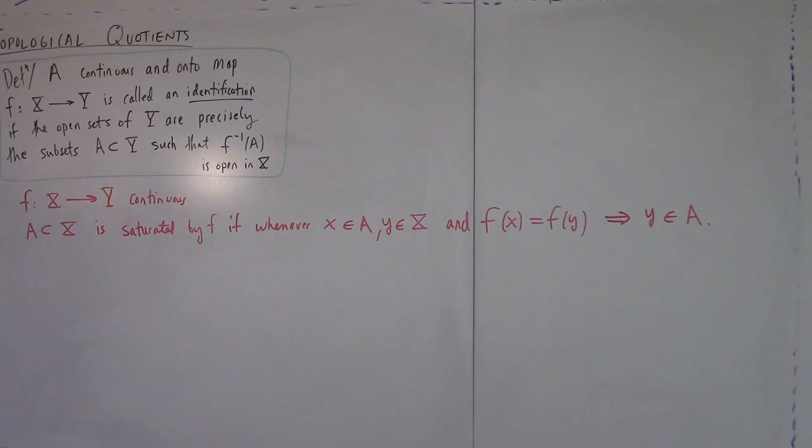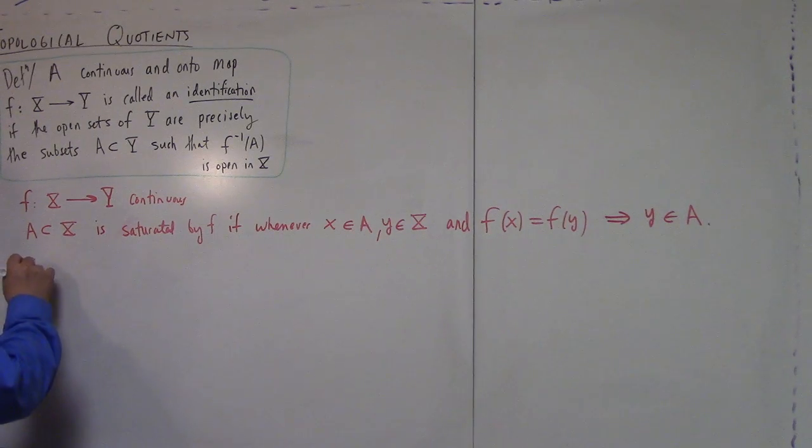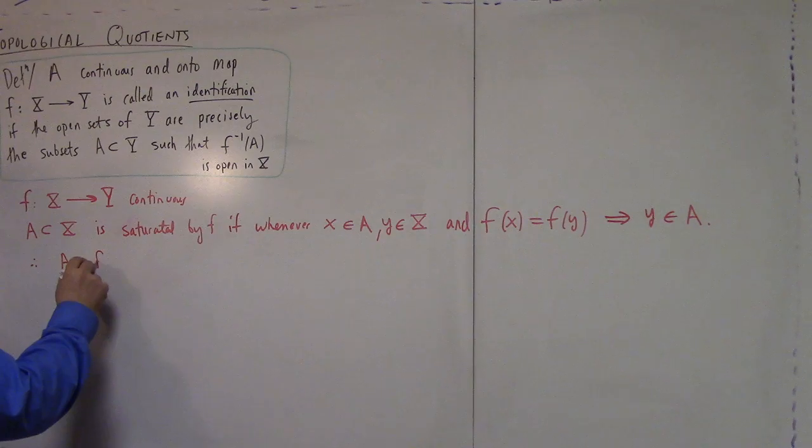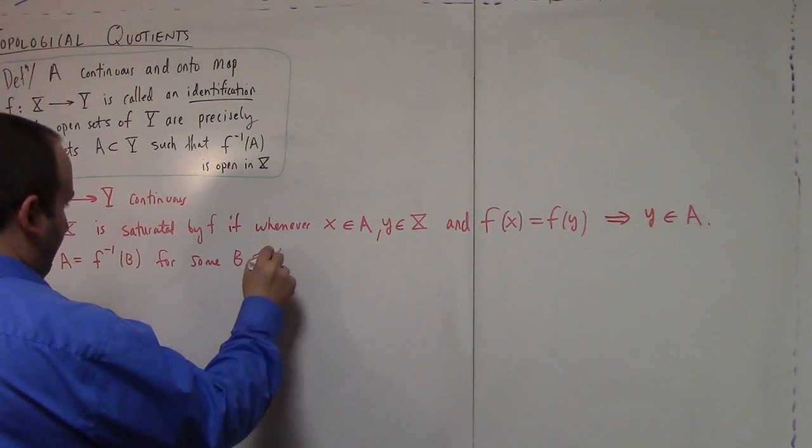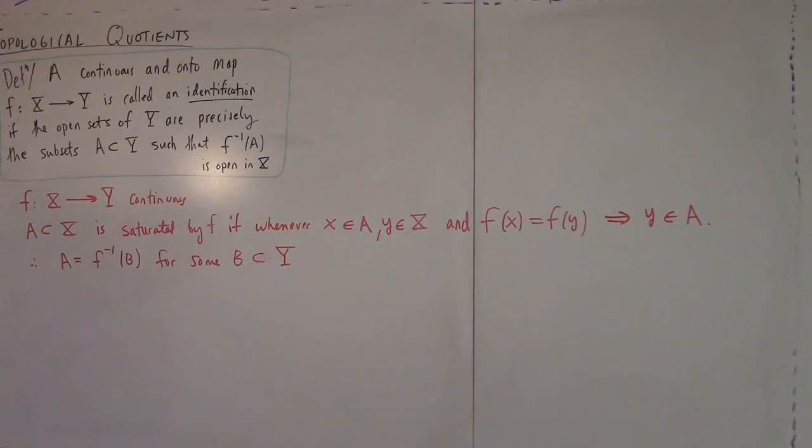All right. So A has to be the inverse image of F of A. Equivalently, A has to equal F inverse of B for some subset B. He says that saying F is an identification amounts to saying the open sets of Y are exactly the images, F of A, of saturated sets A.